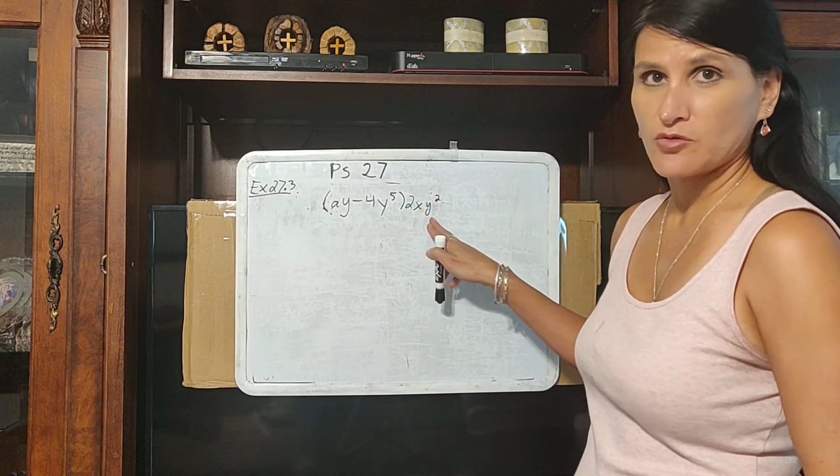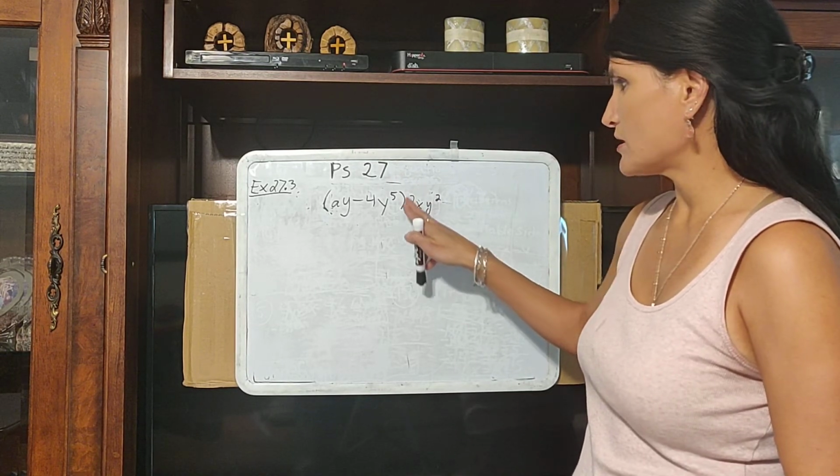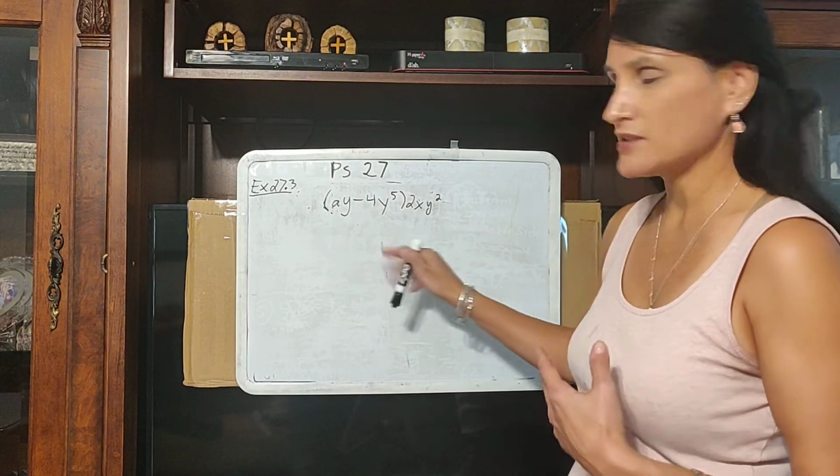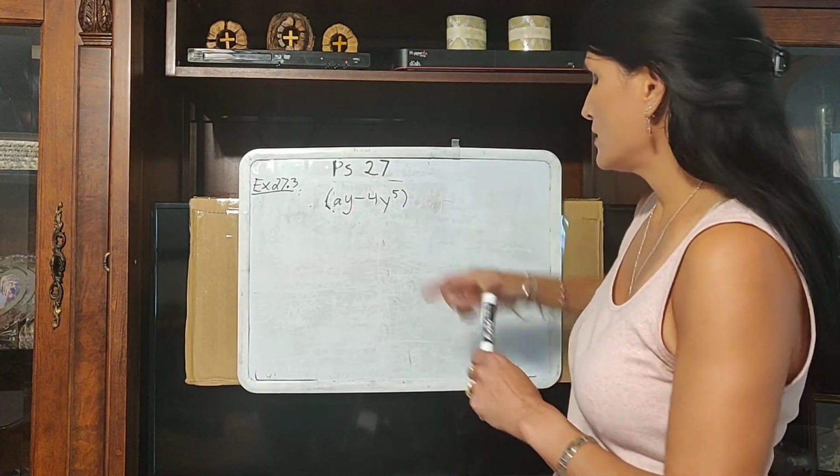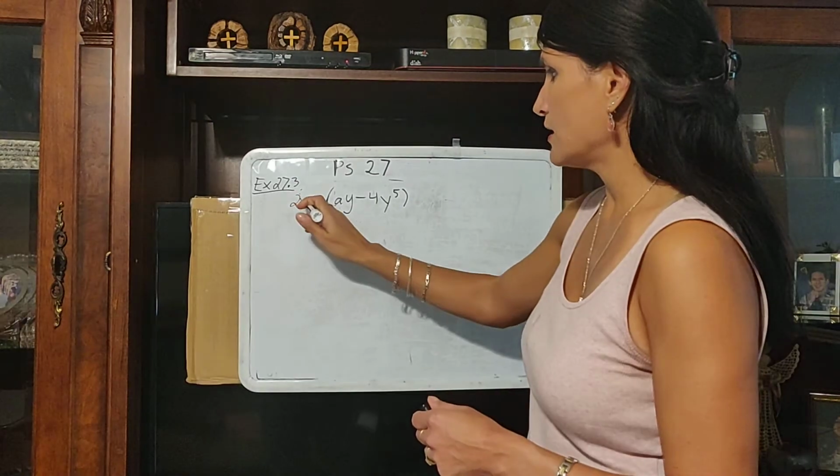If you recall from before, I always told you guys that our brain reads better left to right, so it's probably in your best interest to take 2xy squared and write it on the left side.